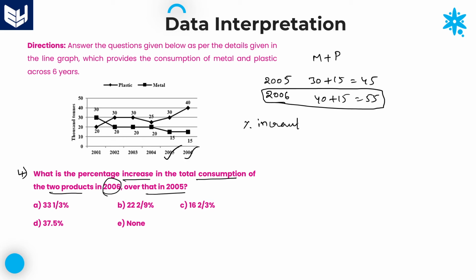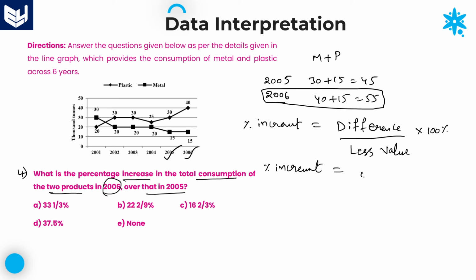Basically, how can we calculate percentage increment? Percentage increment is nothing but the difference between those two values, divided by the less value or previous value, into 100%. Therefore, our required percentage increment is equal to the difference between those two values, 55 minus 45, divided by the previous year value, that is 45, the denominator, into 100. That is the common point, right?